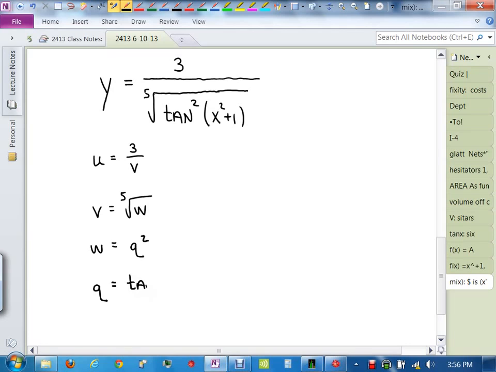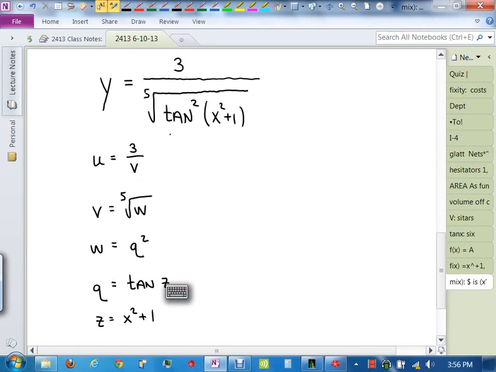Tangent of z. What's z? X squared plus 1. Now, you could even go further than this. There are little subtle things you could do at the end, but this is breaking it down. Look at every function we have here.